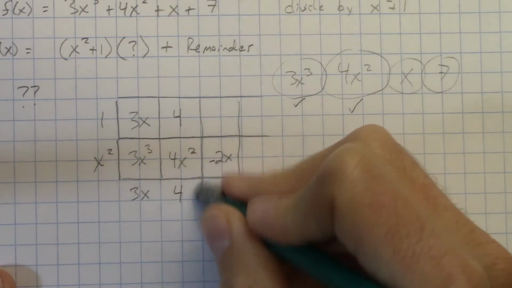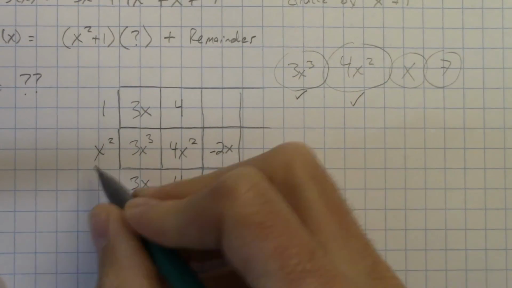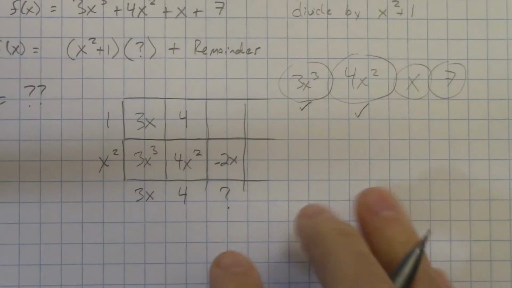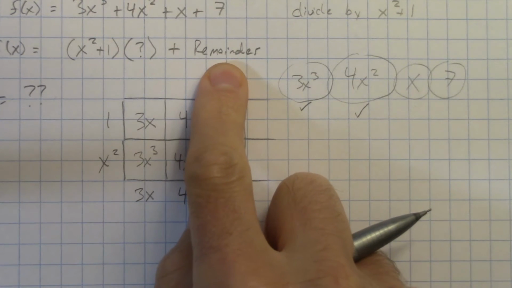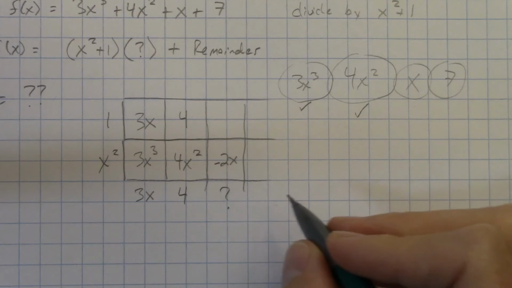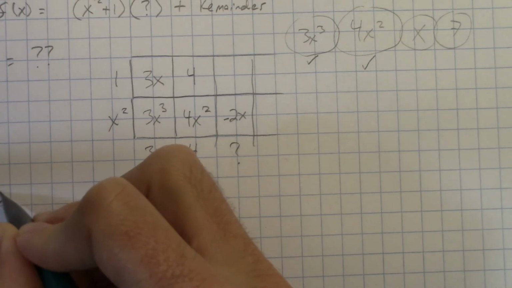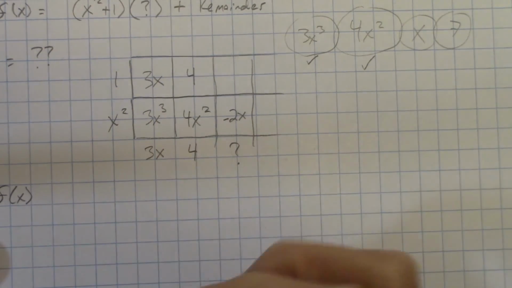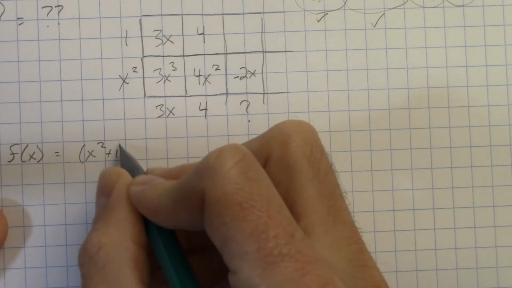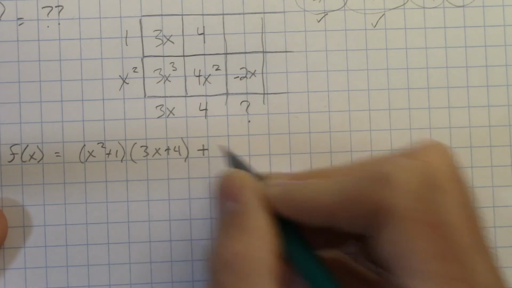I shouldn't write an x there, because that's going to look like an x. Maybe I'll put a question mark. Something times x squared, and it doesn't work anymore. So we're starting to realize that we're going to end up with a remainder, right? Because certainly we've done everything correctly here. What we do know is that we've got f of x, which was that big long polynomial, that is going to be equal to x squared plus 1 times 3x plus 4 plus our remainder.